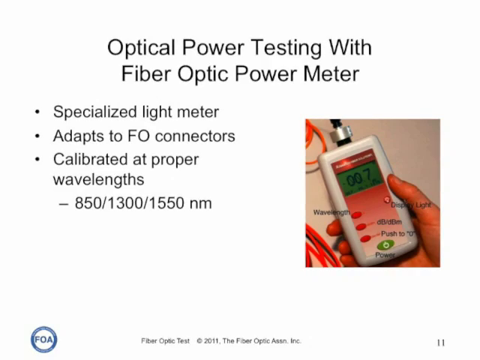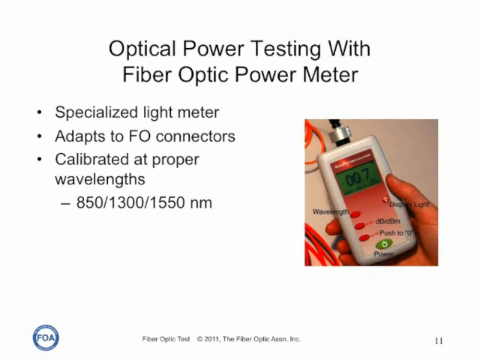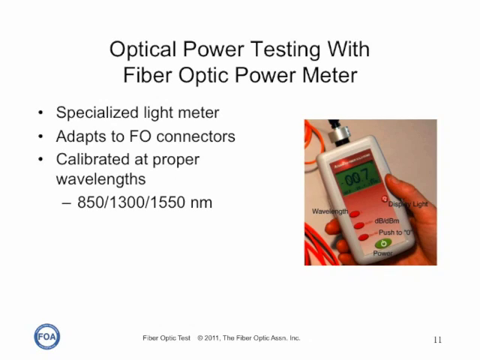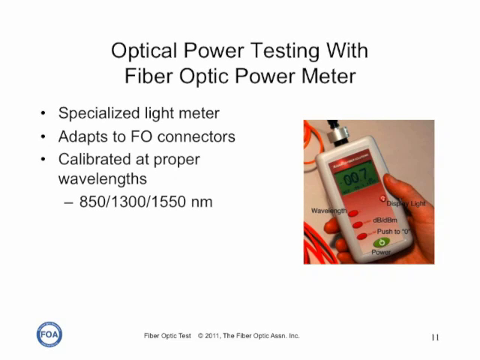A standard test with fiber optic instrumentation is optical power. For example, how much power comes out of a transmitter or is received at the receiving end of a communication system. Power meters are also used for loss testing, as you'll see in a minute. It's basically a specialized light meter adapted to fiber optic connectors and calibrated at the proper wavelengths, usually 850, 1300, and 1550 nanometers, and the calibration is traceable to international standards.